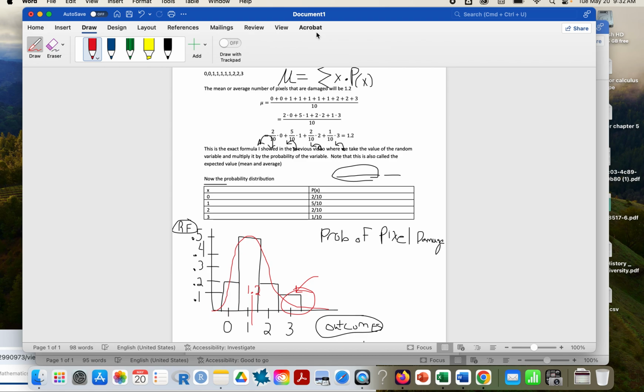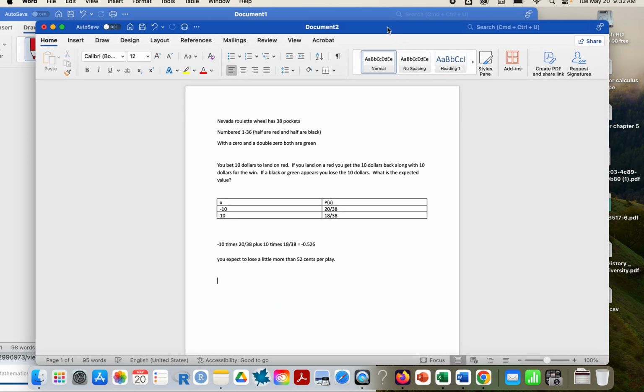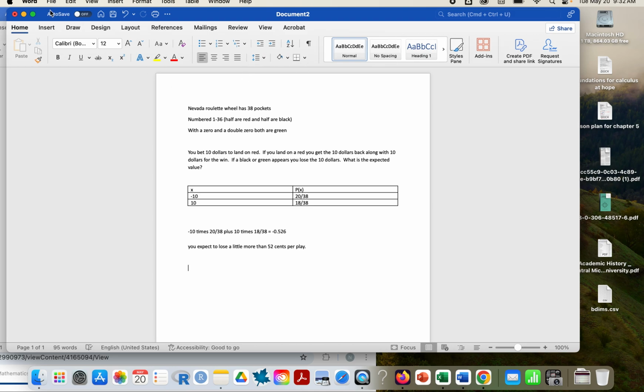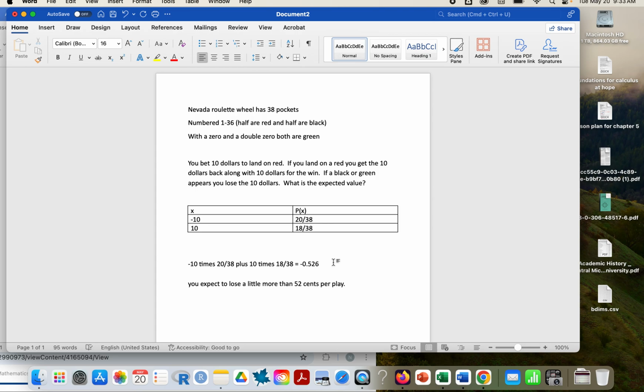All right. Now, I've got another problem for us. Here we go. So gambling. Let me expand this a little bit. I want to get this to 16 font. There we go. So a Nevada roulette wheel has 38 pockets, or where the ball lands. It's numbered 1 through 36, and we've got a 0 and a double 0. Now, the 1 through 36 is set up so that half are red and half are black. And the 0 and the double 0 are both green.